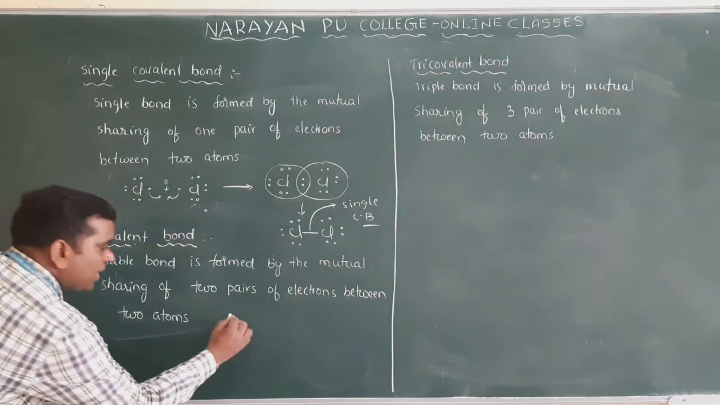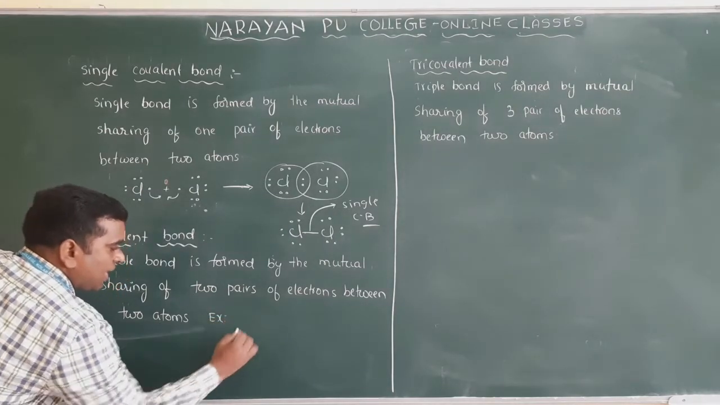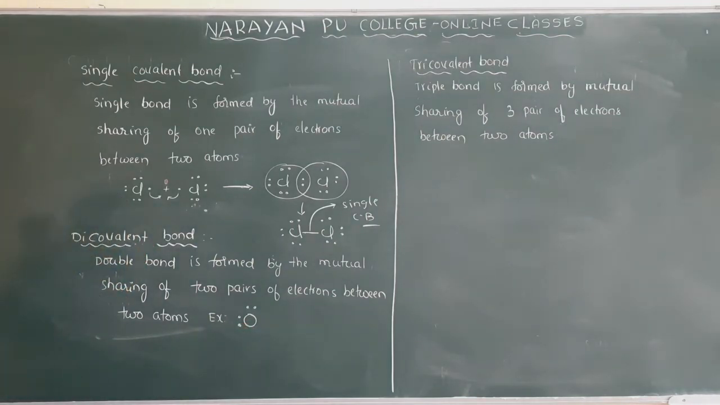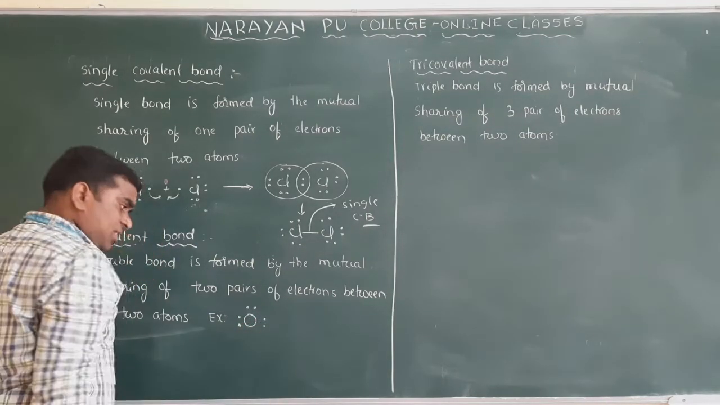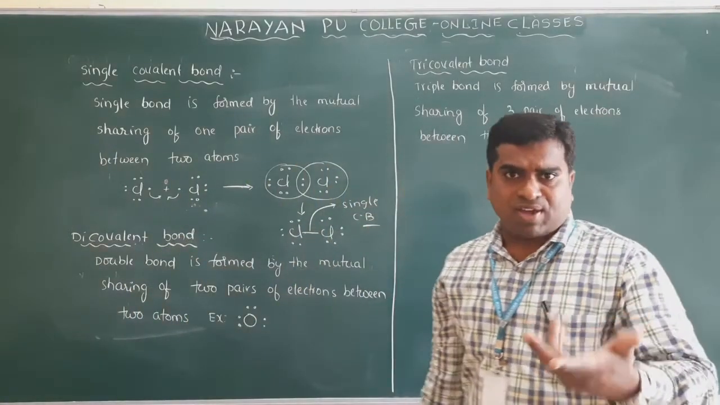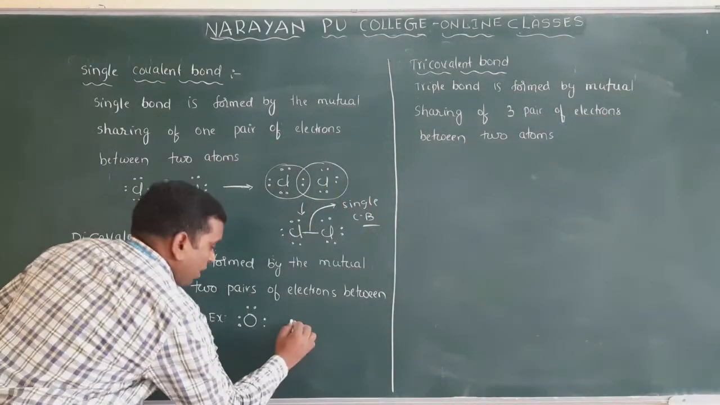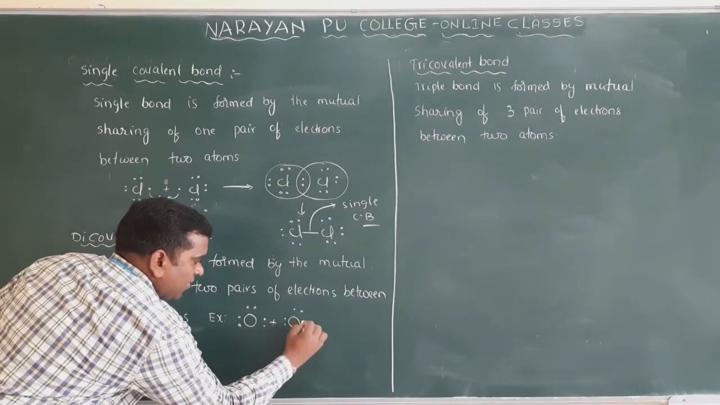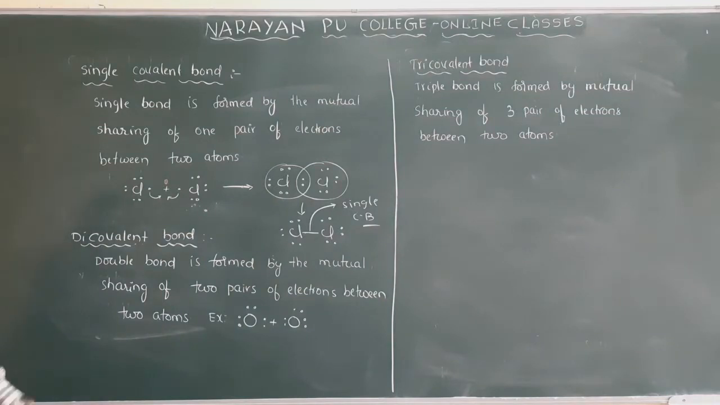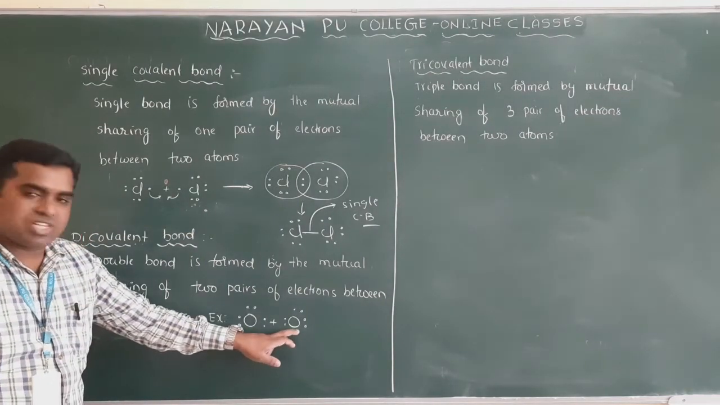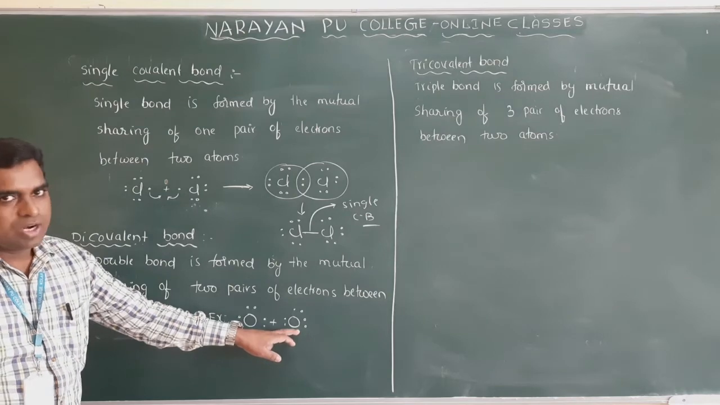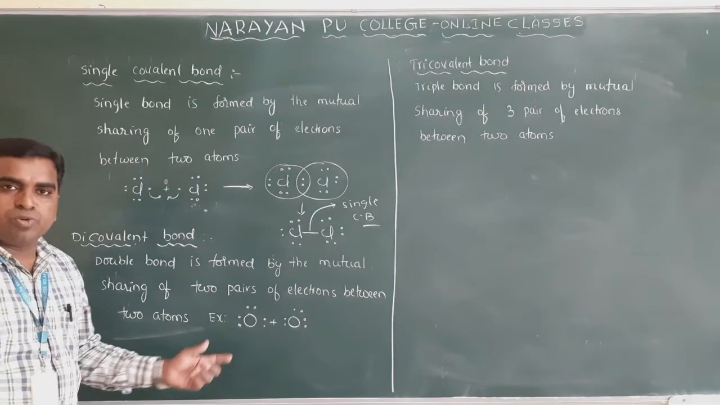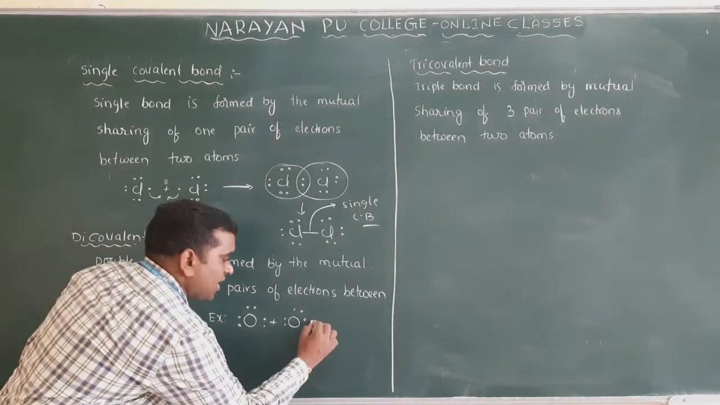I will take one example here: oxygen. I will write oxygen. Oxygen has how many valence electrons? 6 valence electrons, and I will write another oxygen. Clear now? This oxygen has 6 valence electrons, and this oxygen also has 6 valence electrons. 2 electrons are less for the octet, and those 2 electrons will be mutually shared by these 2 oxygens. So what will you get?